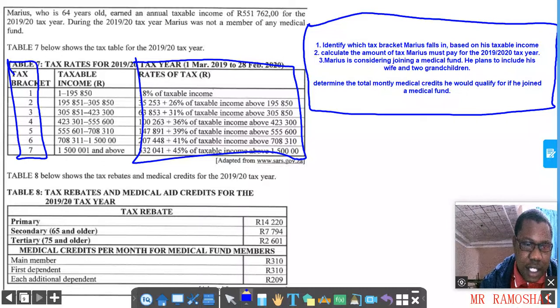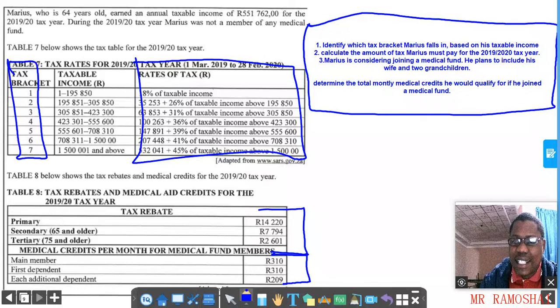Now what is given after the tax rebates? So these are the tax relief, the first one, and the second one is the medical credit. But here with Marius, we can see that he is not part of the medical aid. So are we going to use this to calculate the income tax? The question is simple. No, we are not going to use it because he's not part of the medical fund, right? Okay, let's jump on to question number 1.